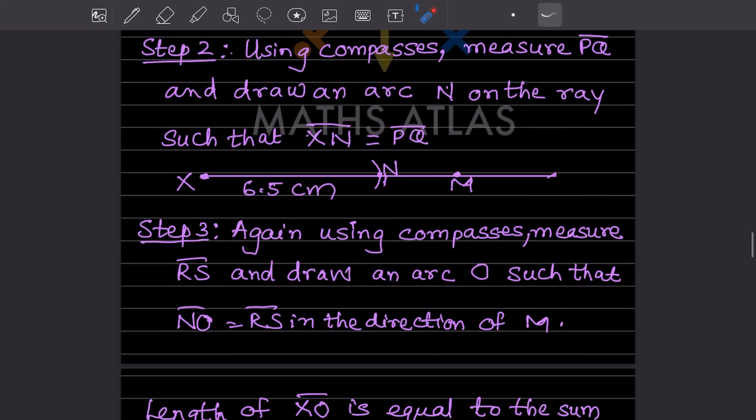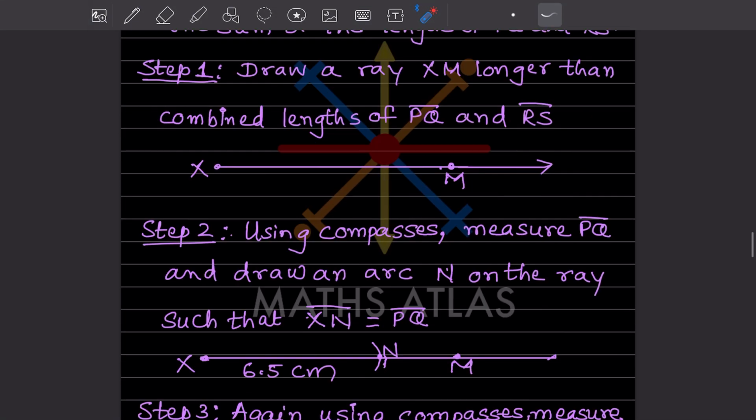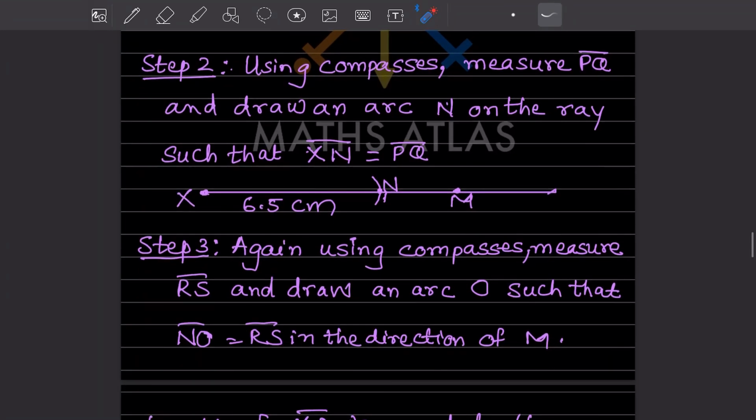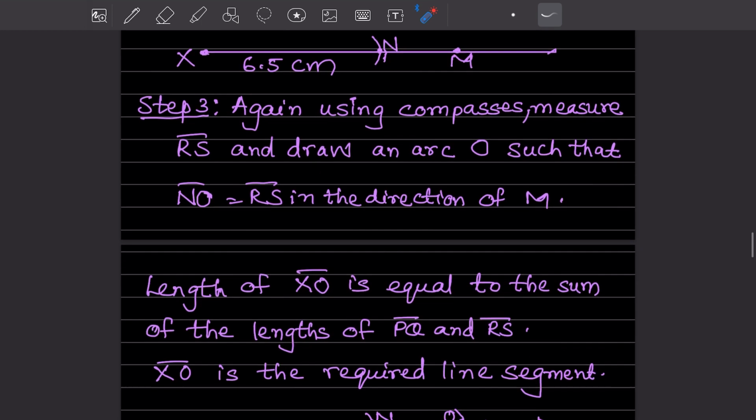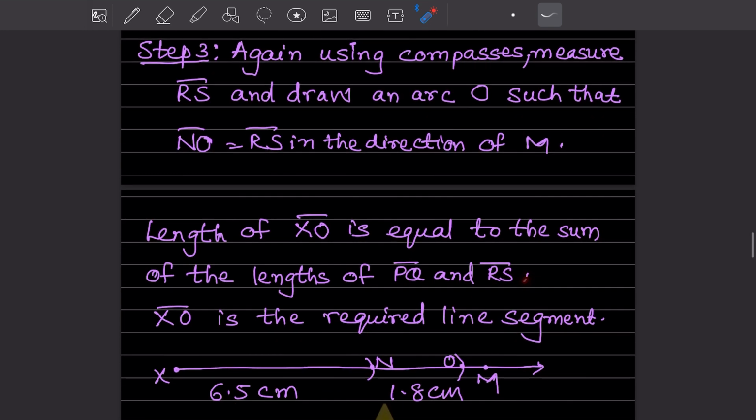Now the next step says that again using compasses, measure RS and draw an arc O such that NO is equal to RS in the direction of N. So what did they say here? RS is 1.8. So now what are you going to do? You will take that 1.8 and mark O such that NO is RS in the direction of M. So here this is the direction of M. So the length of XO, this one, is going to be equal to the sum of the lengths of PQ and RS.